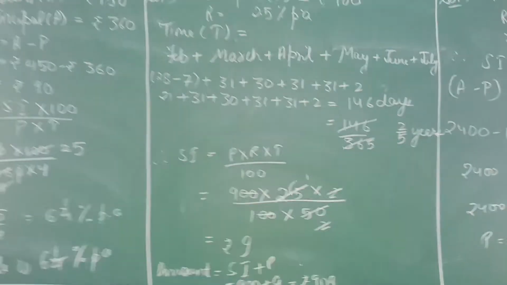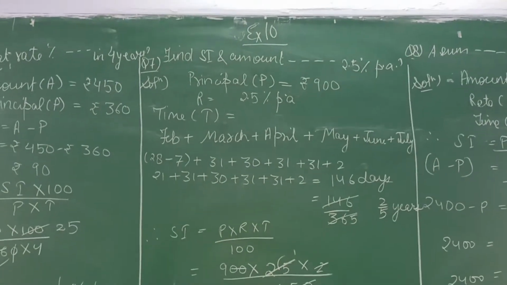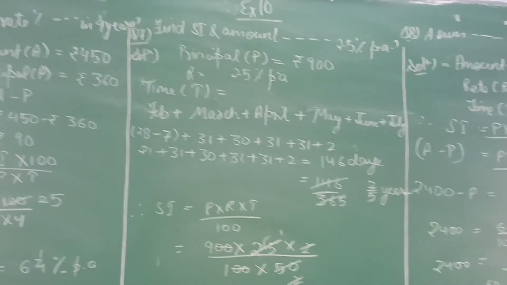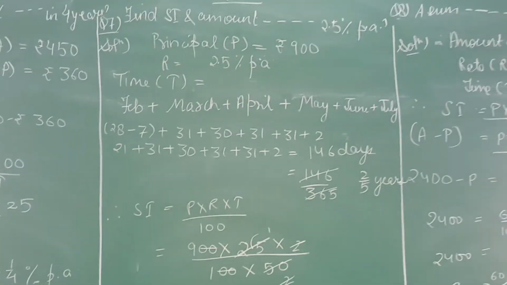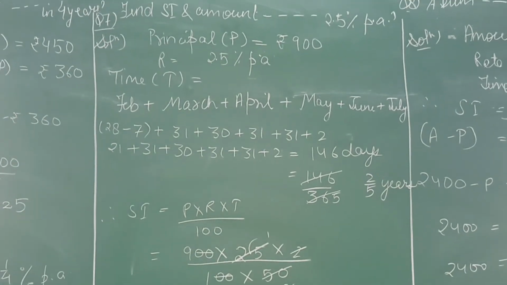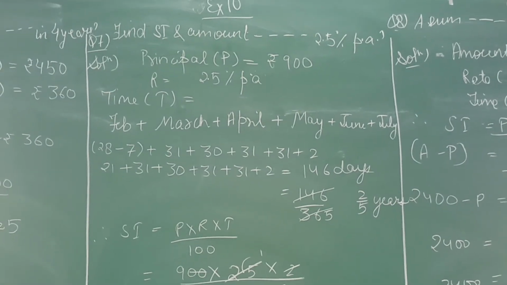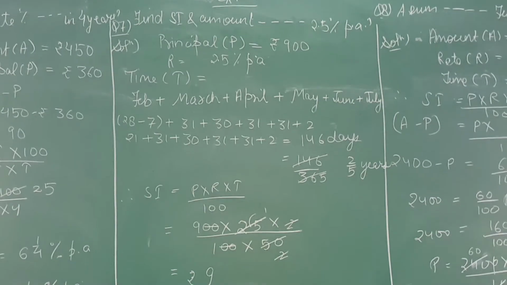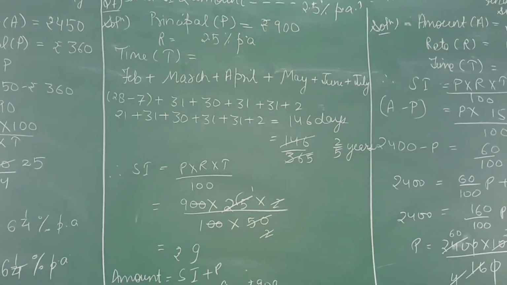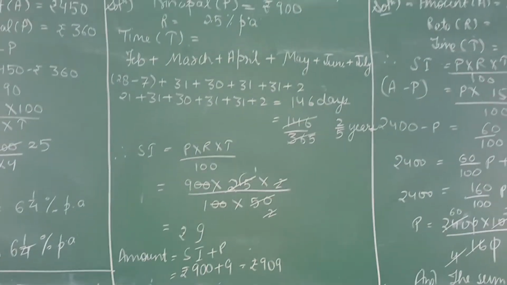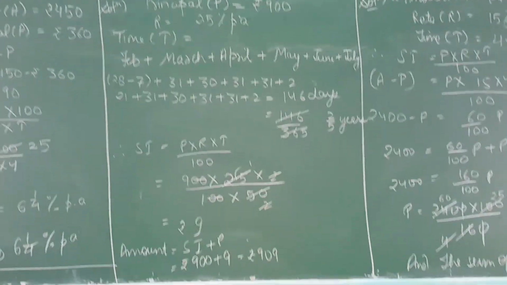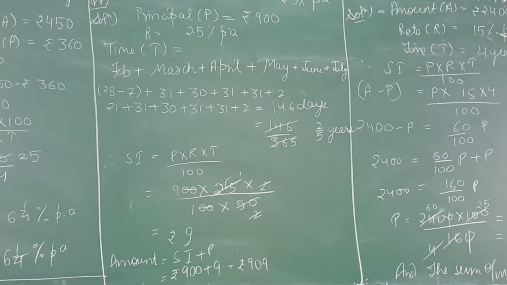In the question only you have to calculate the total number of days. In the first step, from the first month given, you will subtract from the total number of days, and at the last they have given 2, so you will write 2 directly. Then after that you will add the number of days. We are getting 146. We will convert it into years by dividing by 365. Now we will find out the SI. After that we will find out the amount. This question number 7 you have to do in your fair copy.